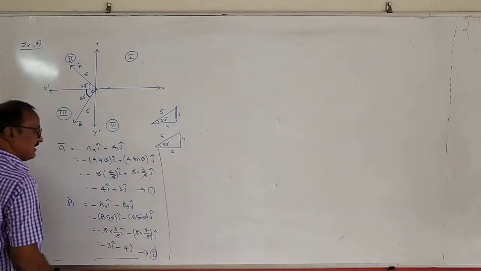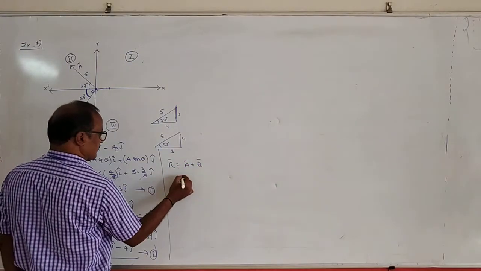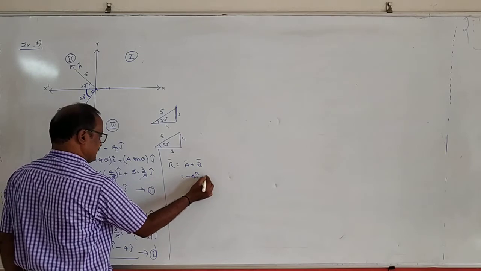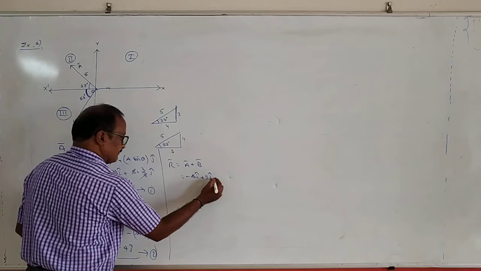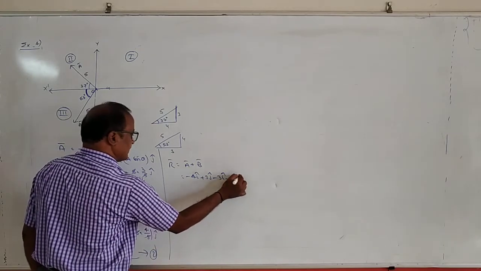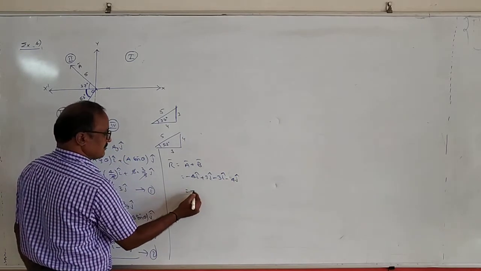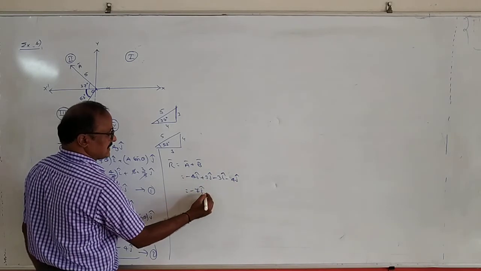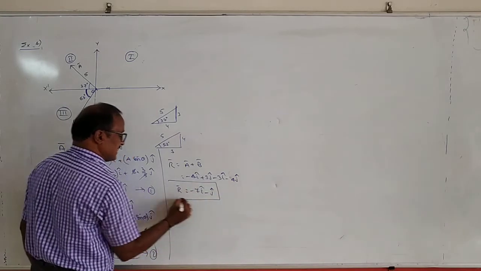What is the resultant of a bar and b bar? Resultant r bar is equal to a bar plus b bar. A bar is equal to minus 4 i cap plus 3 j cap, plus b bar is equal to minus 3 i cap minus 4 j. Come on, tell me. Minus 4 i cap minus 3 i cap is equal to minus 7 i cap, plus 3 j cap minus 4 j cap is equal to minus j cap. So this is the vector form of the resultant.